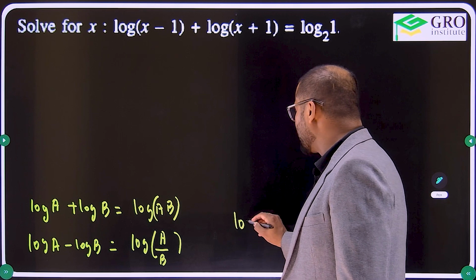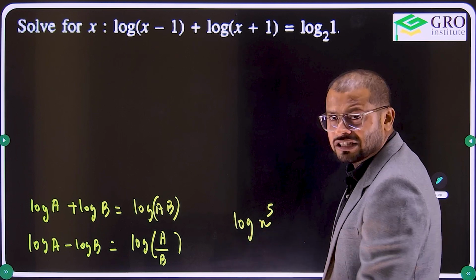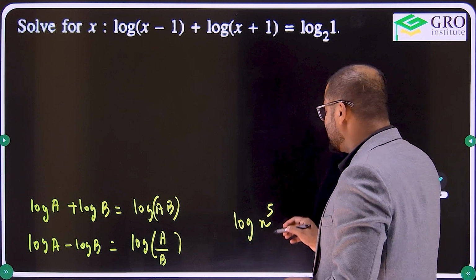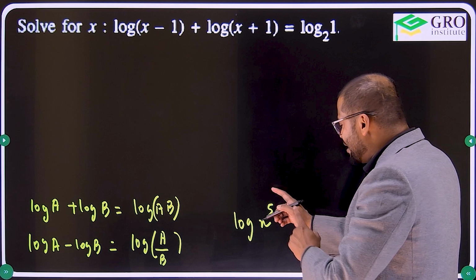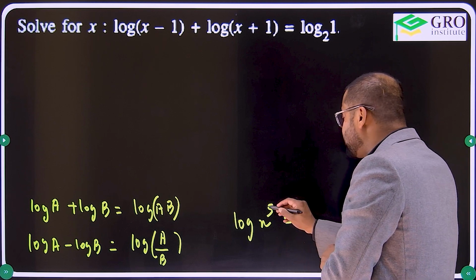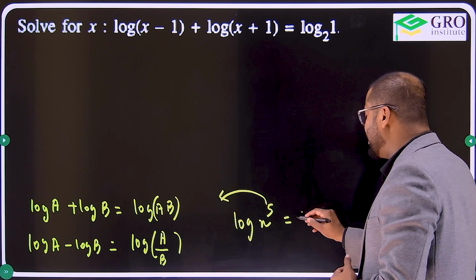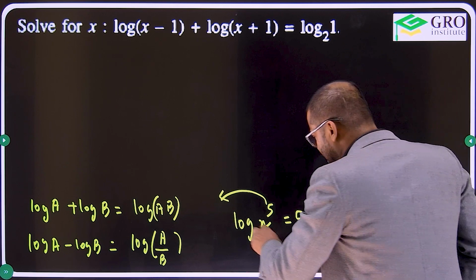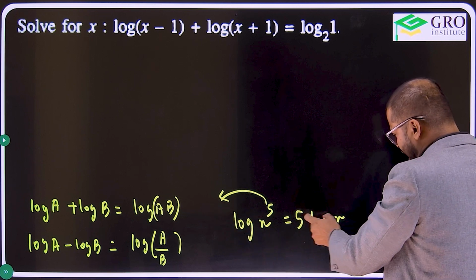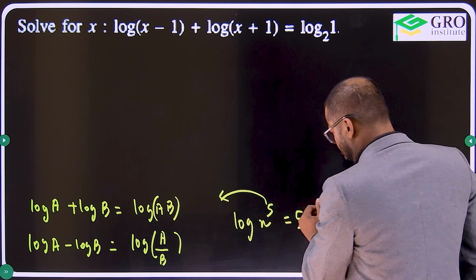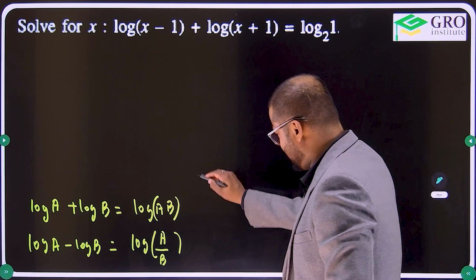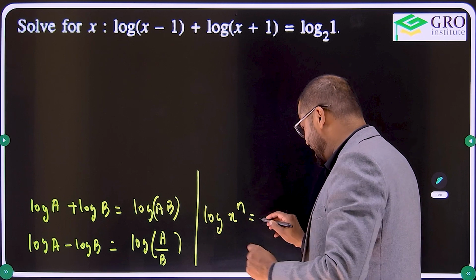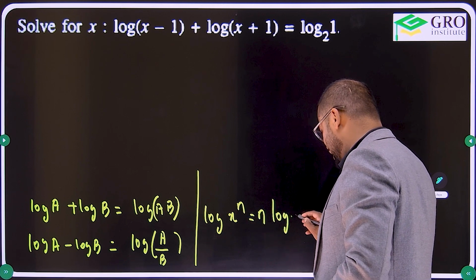Now, what is log x to the power 5? Suppose you have a base and you have a power over it. It means that when you have a base and a power, this power has the right to jump in front, and this will look like log x to the power 5 becomes 5 log x. Are you getting my point? So I'll write in general form that log x to the power n is written as n log x.